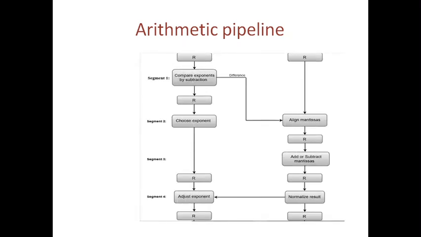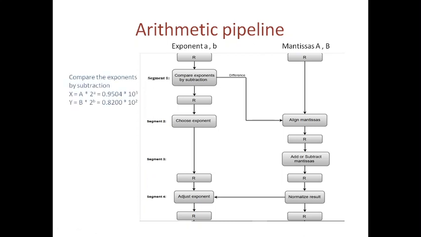Here you can see the flow chart of arithmetic pipelining. These are the registers which are used for the exponents, let's say small a and small b. Here is another register which is used for the mantissa, capital A and capital B. Basically, this will work in 4 segments: segment 1, 2, 3 and 4. Here the comparison of exponents is done by the method of subtraction. So in segment 1 the comparison of exponents will be done.